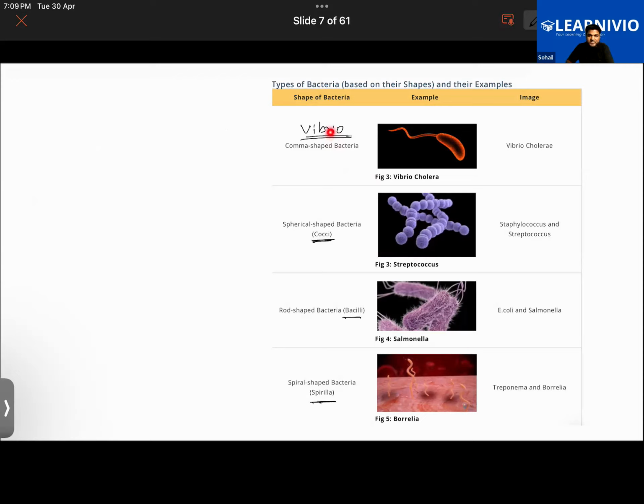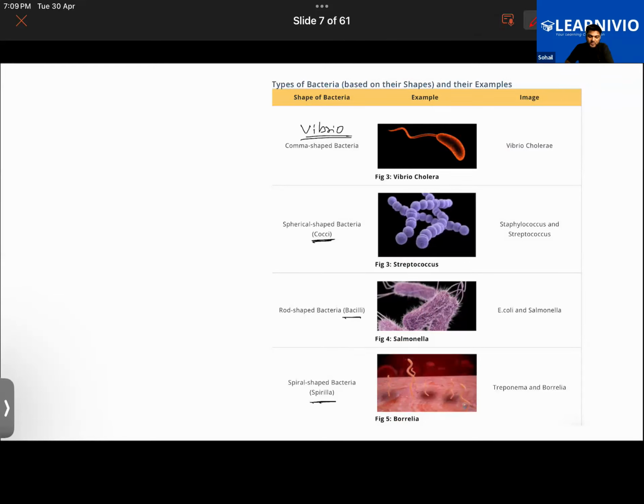Examples of these shapes of bacteria are given as follows. Vibrio cholera. You have Streptococcus, Salmonella, and Borrelia. Then look at the different kind of diseases that they spread. Vibrio cholera causes a disease called cholera. Have you guys heard of cholera before? Yes. It causes cholera. Then Salmonella typhi, it is known to cause typhoid.